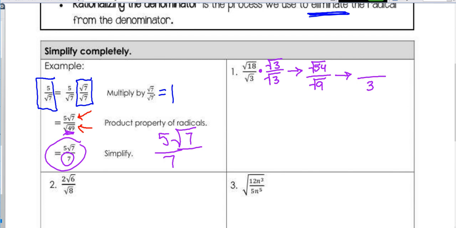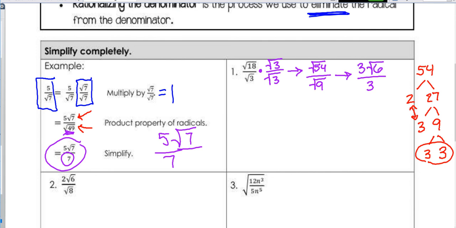Now, here's going to be your absolute favorite part. We have to break down the square root of 54 by using our tree method. So I'm going to do 54 divided by 2 is 27. 27 breaks up into 3 and 9 breaks up into 3 and 3. So I see that I have a group of 3's that I can pull out, meaning that the 2 and the 3 stay in, so I have 6 inside. So my numerator is now 3 square roots of 6.